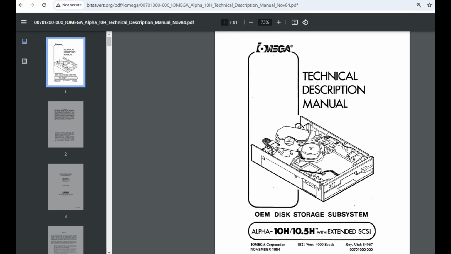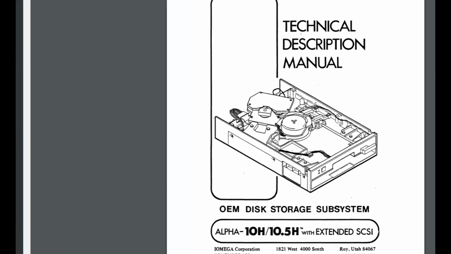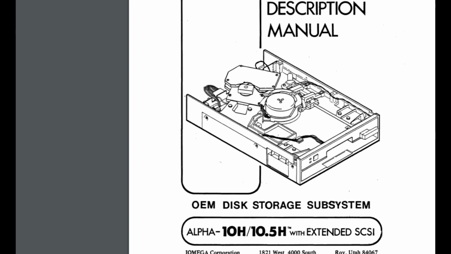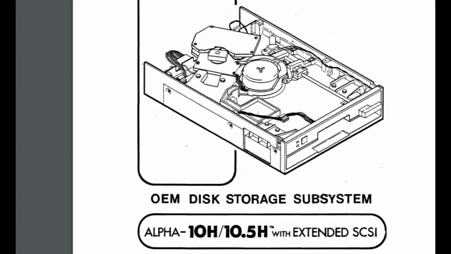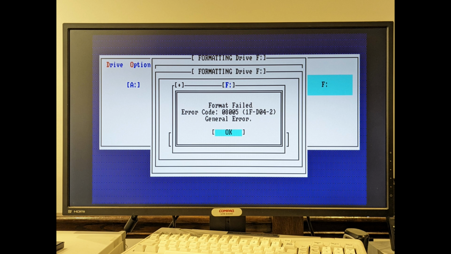What happened? Well, we can have a look at a technical description manual for a Bernoulli Alpha 10. Bear in mind, our drive is a Beta 20, but it's really hard to find documentation online, so this will have to do. Here's some information about flagging defects that it talks about at the bottom of the page. And if we flip to the next page, we get this nice paragraph that basically says, yes, indeed, there are spare tracks. So if there's an issue with bad blocks, they will be replaced by good tracks. And I speculate if we get too many bad tracks, the media will then fail to format. And that's what I have experienced.